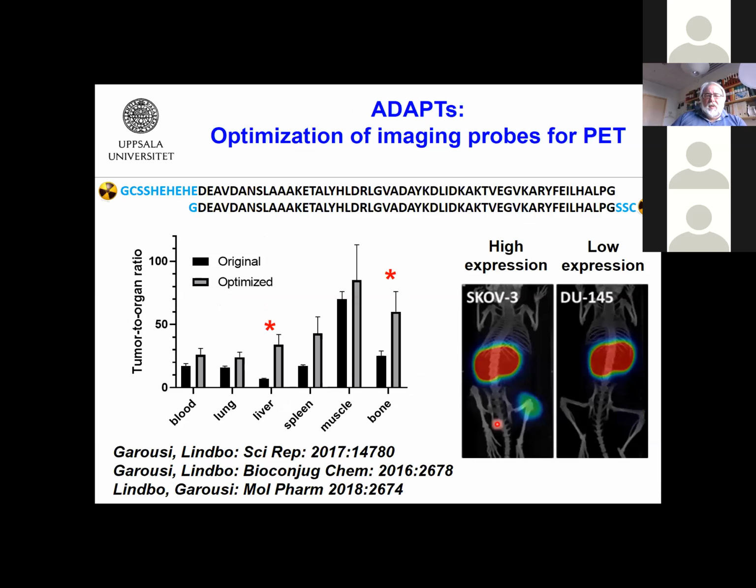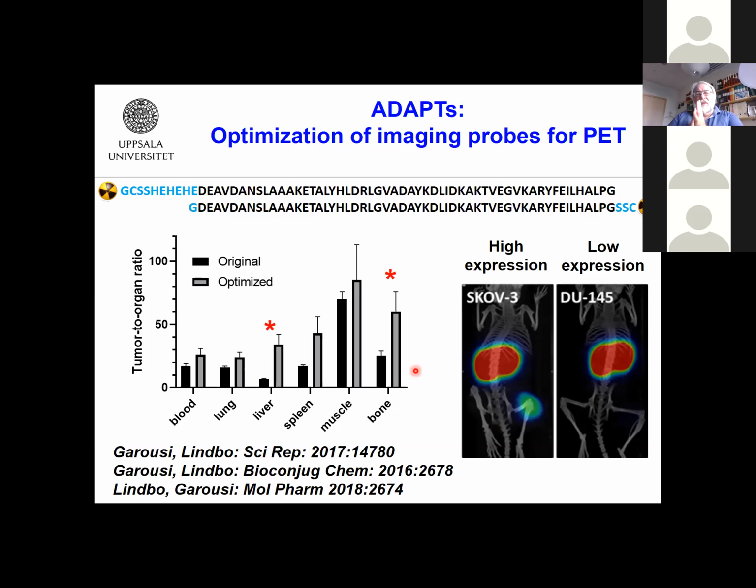And major efforts have been directed to gallium label because it permits imaging using positron emission tomography, the best modality. And after several years of optimization, we managed to increase more than fourfold contrast toward liver, contrast to bone, and bone is also another important metastatic site.